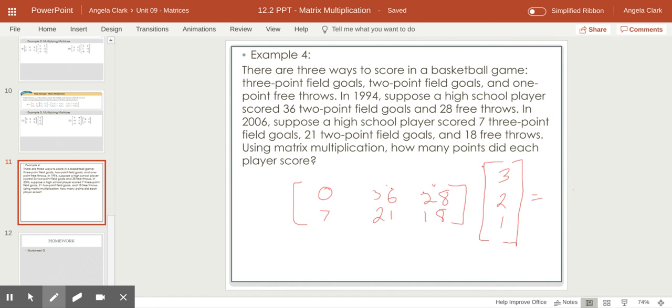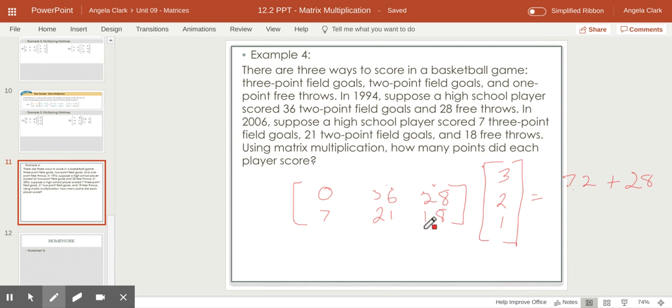So what we're going to do here is we're going to multiply 0 times 3 is 0. 2 times 36 is 72. And 1 times 28 is 28. So that's the first row, first column.